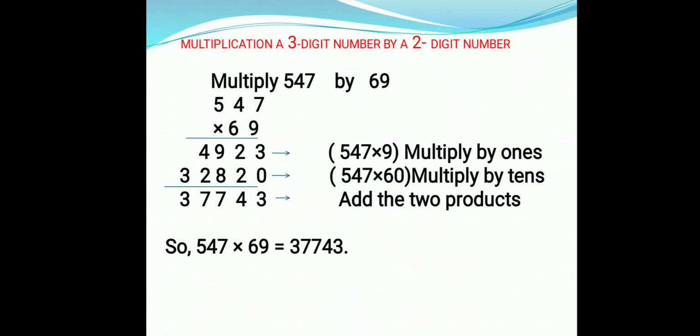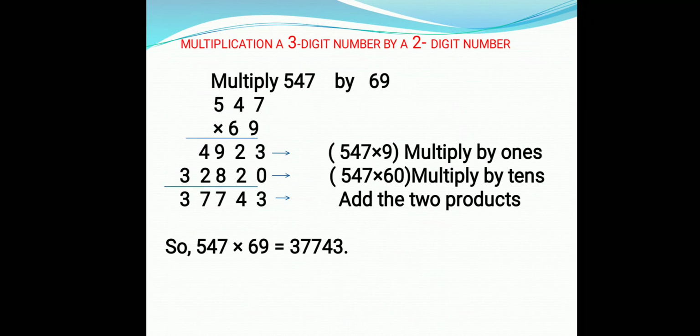Next, in step 2, we will multiply with tens column. So, put a 0 in ones column first. 6 into 7 is equal to 42. 2 will be written in tens column and 4 will be carried over. Next, 6 into 4 is equal to 24. In 24, add 4 which was carried over. The sum becomes 28. 8 will be written in hundreds column and 2 will be carried over.